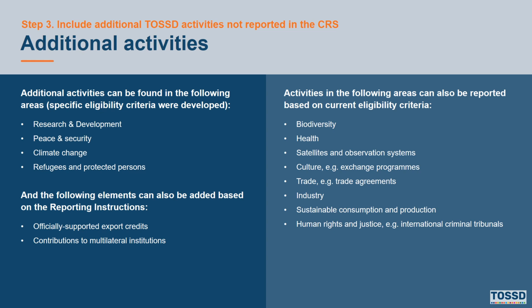Activities can also be reported based on current eligibility criteria in the areas of biodiversity, health, satellite and observation systems, culture, trade, industry, sustainable consumption and production, or human rights and justice. Reporters can find additional guidance on the eligibility of research and development, peace and security, climate change and refugees, protected persons in Annex E of the reporting instructions.